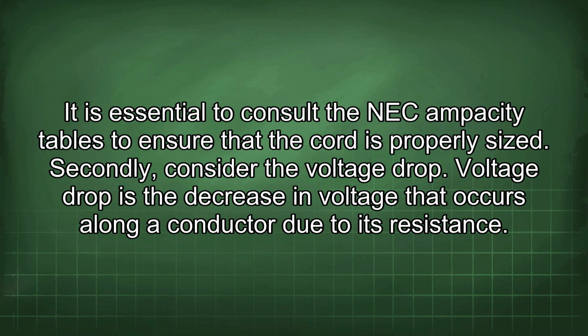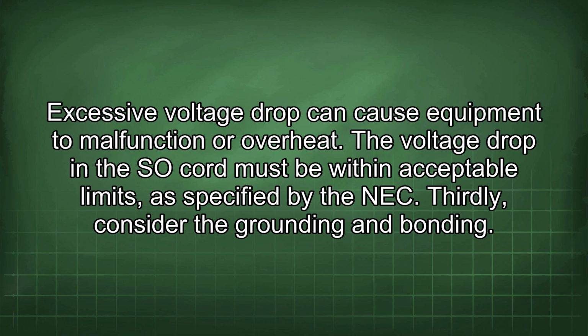Secondly, consider the voltage drop. Voltage drop is the decrease in voltage that occurs along a conductor due to its resistance. Excessive voltage drop can cause equipment to malfunction or overheat. The voltage drop in the silk cord must be within acceptable limits, as specified by the NEC.